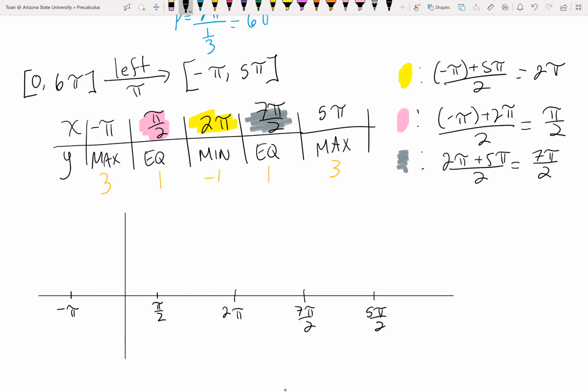So I need a 1, 2, 3, and I need a negative 1. My principal axis, my equilibrium, is at 1. And then just fill in the special points. At negative pi, I'm going to max at 3. At pi halves, I'm at equilibrium. At 2 pi, I'm at a minimum. At 7 pi halves, equilibrium. At 5 pi halves, a maximum.